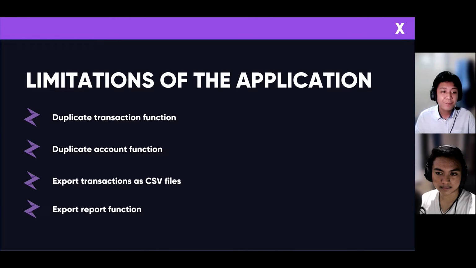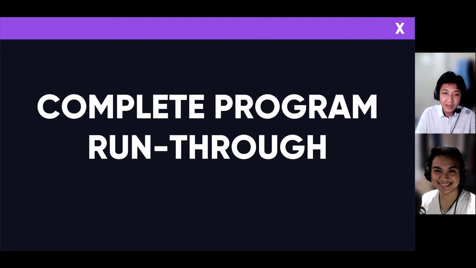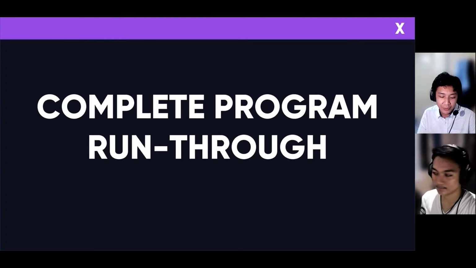Lastly, we go on to the export report function. This function entails that the project will be able to export a financial report of a given ZappCash file in PDF format. That would be very helpful and very useful, but as of now, we sadly do not have this function. Now we are going to be moving on to the complete program run through, and I'm going to be passing over the presentation to Mr. Tomas.